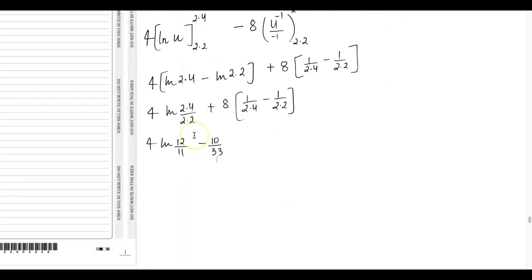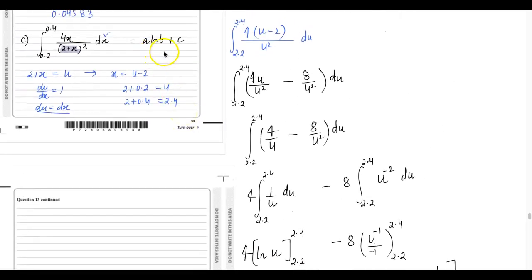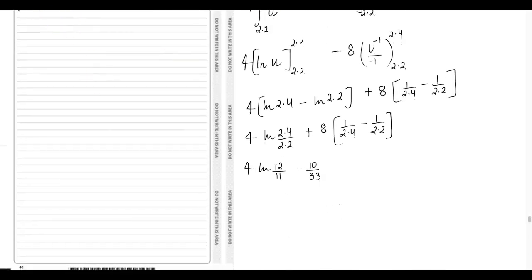So they were asking us to show it in a particular form, which was a ln b plus c. If you compare it with a ln b plus c, a is 4, b is 12 over 11, and c is negative 10 over 33. Right? Did you get that?